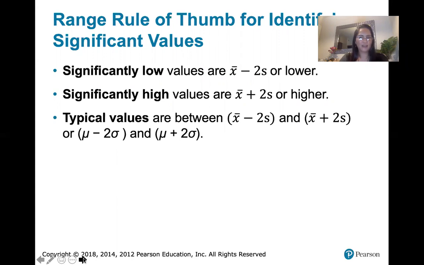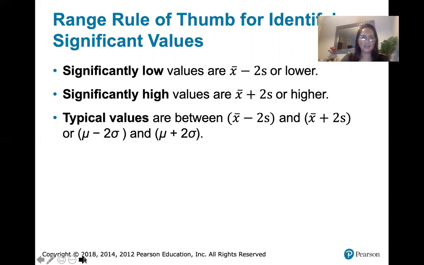And typical values, those are pretty much what we would expect, are within 2 standard deviations of the mean. So they're between the mean minus 2 standard deviations and the mean plus 2 standard deviations. Or if we're talking about populations rather than samples, we would use mu minus 2 sigma to designate the population mean minus 2 times the population standard deviation.